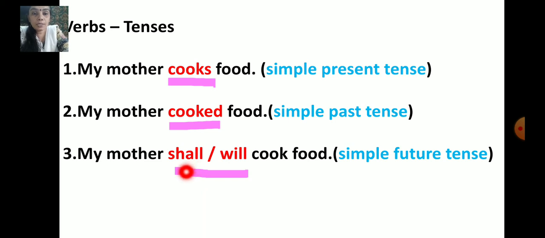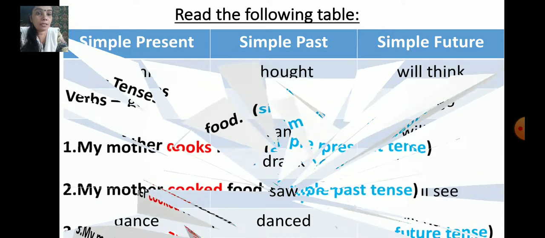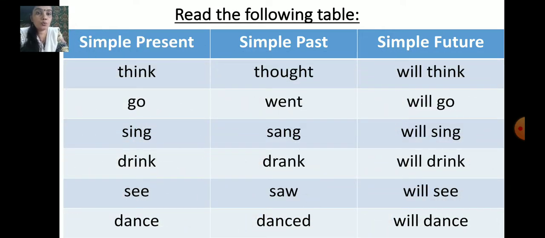And number 3, shall or will. So here it indicates that the action will take place in future. So therefore, it is said to be simple future tense. So we have a table here. You just have to go through this table and learn it by heart. So simple present tense, simple past tense, simple future tense.